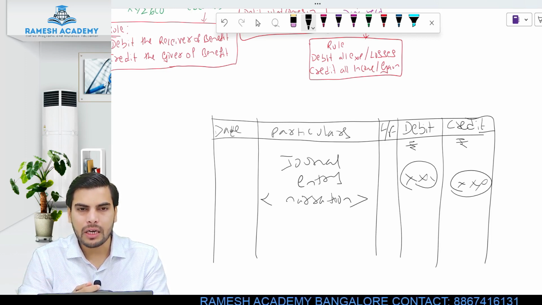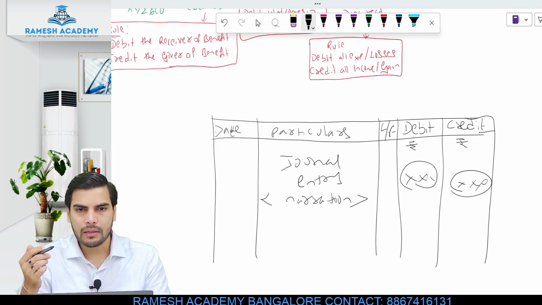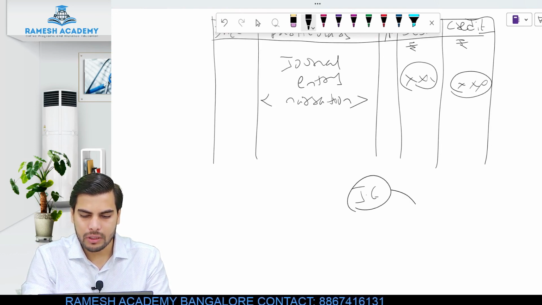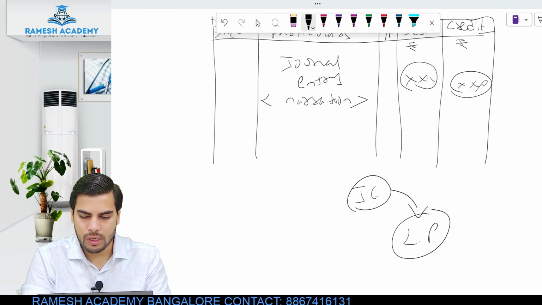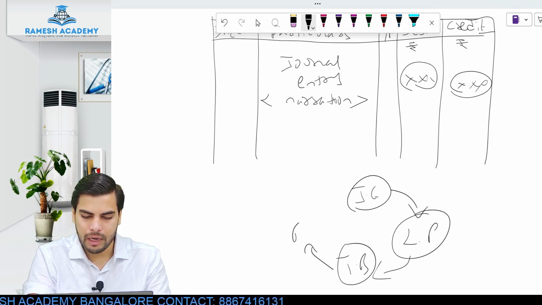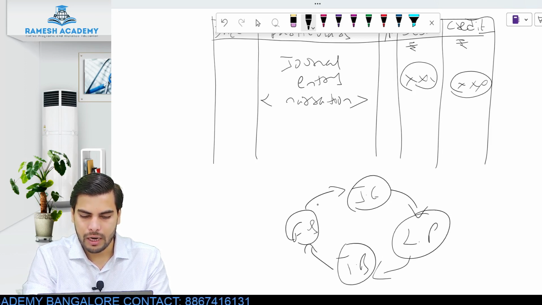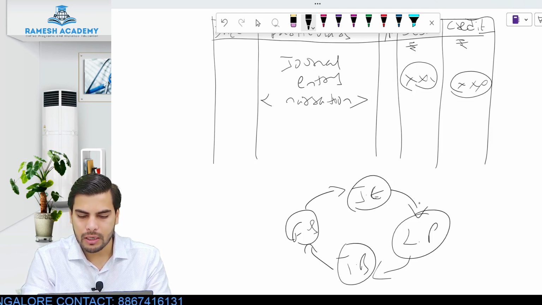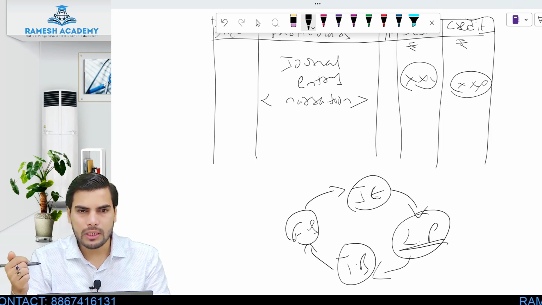After recording the transaction, what would be the next step? Remember the accounting cycle. First we pass the journal entry. After the journal entry we do something called ledger posting. From the ledger posting we prepare the trial balance, and finally from the trial balance we prepare the financial statement. This is the accounting cycle, right? So after passing this journal entry we need to do the ledger posting. All these journal entries will be posted into the respective ledger.